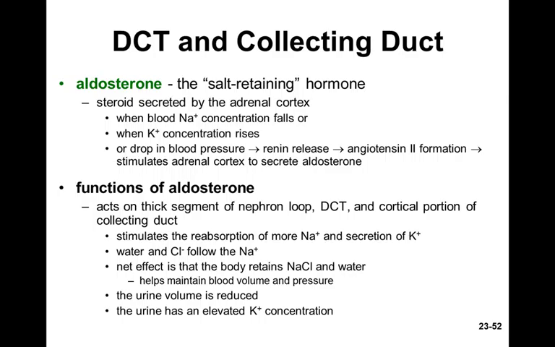It acts on the thick segment of the loop, where salts are more permeable, the DCT, and the collecting duct. And basically it stimulates the reabsorption of more sodium and secretion of potassium. And remember, when we reabsorb more sodium, chloride and water are also going to follow that sodium. So the net effect is really that the body retains sodium chloride and water. Of course, this helps maintain blood volume and pressure. Urine is reduced, and urine has an elevated potassium level. So make sure you know why aldosterone is secreted and what it does.